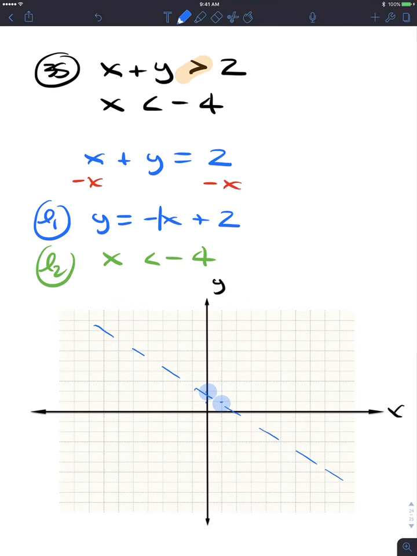Okay. The origin is available as a test point, meaning 0, 0. If we plug these in, we get 0 is greater than 2. That's a false statement. So this origin here is not the region, or we should say we're going to shade the region that gives us a true statement. The origin as a test point gives us a false statement. We shade the upper right region.